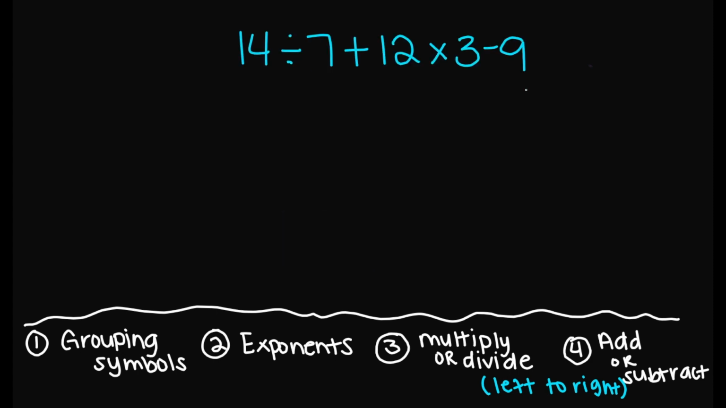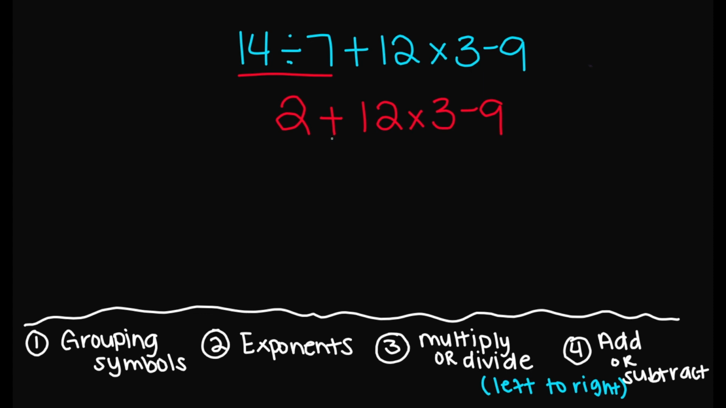Let's look at this example here. 14 divided by 7 plus 12 times 3 minus 9. So first, we do not have any grouping symbols or any exponents. So now I'm going to multiply or divide, depending on what we have here. So I'm going to divide here my 14 divided by 7. So 14 divided by 7 is going to be 2, plus my 12 times 3, and then minus 9.